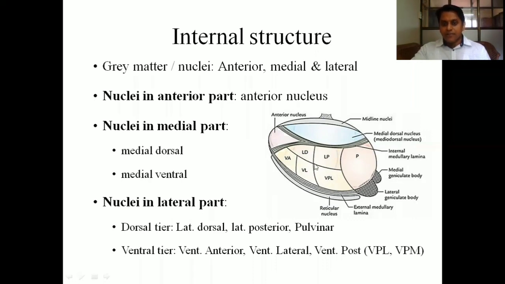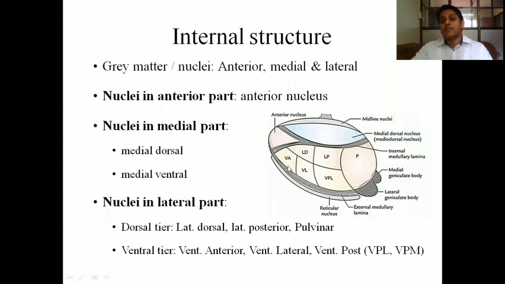It is divided further as the ventral tier and the dorsal tier. The ventral tier includes those groups of nuclei which are present along the ventral side. So you can see here all the V's here. All these are ventral tier nuclei, and those groups of nuclei which are present on the dorsal side are the dorsal tier nuclei. So it includes all this.